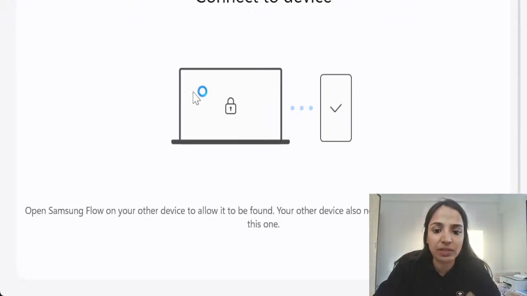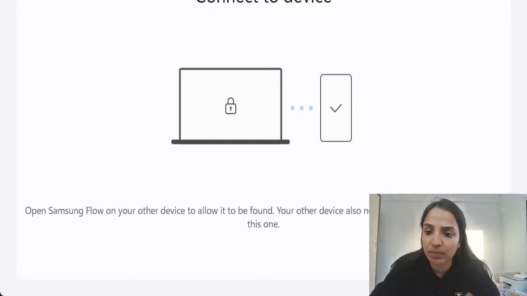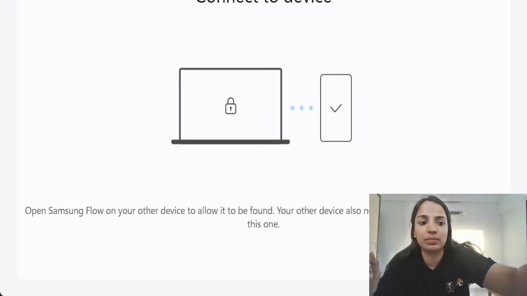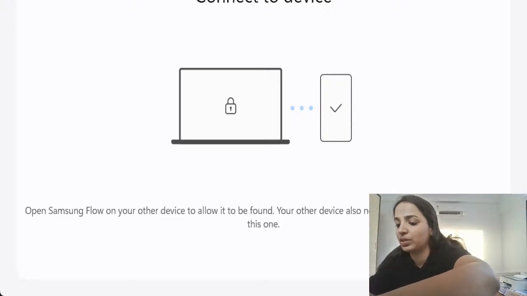Just a second, we have some technical issue with my device. I'll just sort it out. I don't know why the connection has stopped. Just a second, I'm sorry for the issue that we are facing. And it should not happen, but I don't know why it has happened.